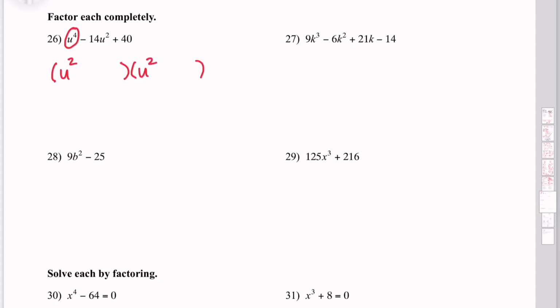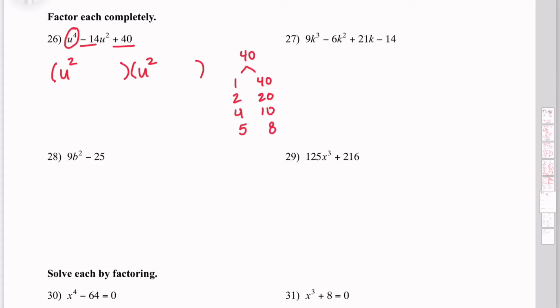Very similar to a quadratic, you want to find those two magic numbers that multiply to 40, right? So we can list out all the factors of 40, but we need to make sure it adds up to negative 14. So let's write out the factors first. The factors of 40 could be 1 and 40, 2 and 20, 4 and 10, and 5 and 8.